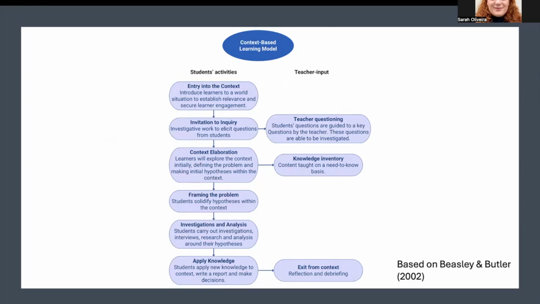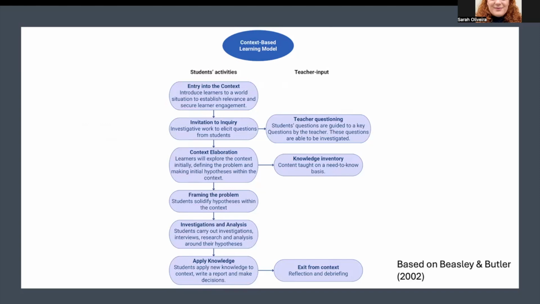And then defining the problem, initial hypotheses, and then framing that problem would come in next. So that might come in further down. And it might not just be framing the problem, it might also be giving breadth and depth to students' understanding around this. You could help with the scaffolding of this. Hey guys, we're on framing the problem today. And what does that look like?